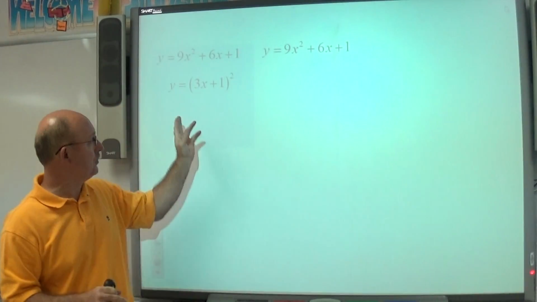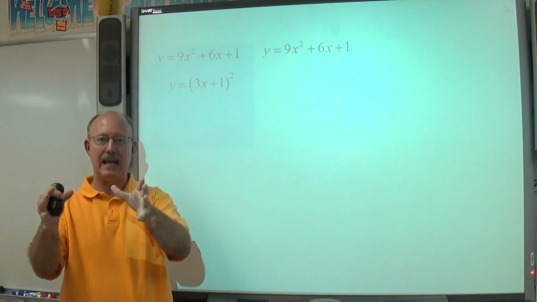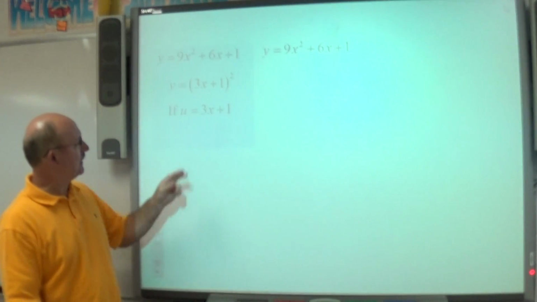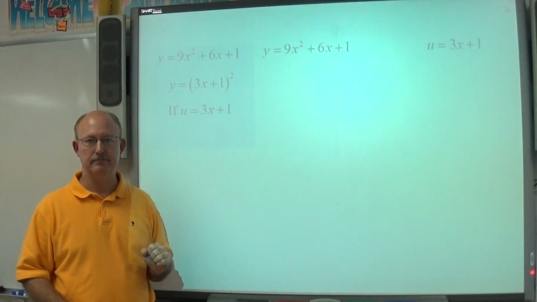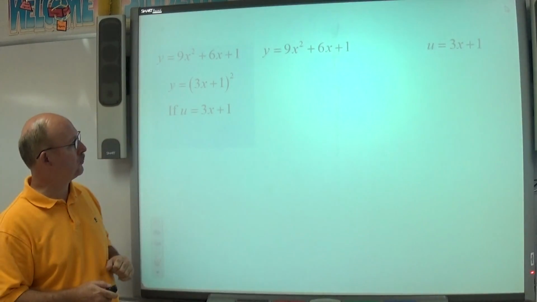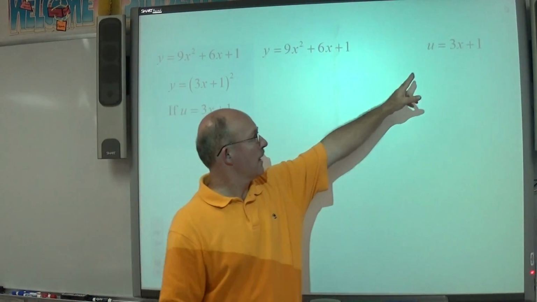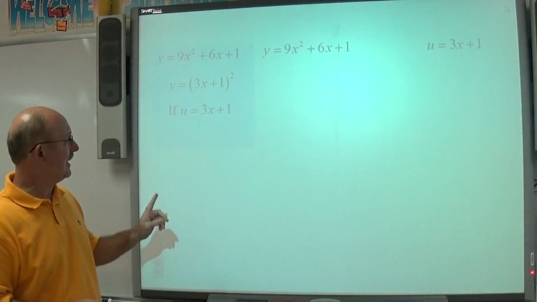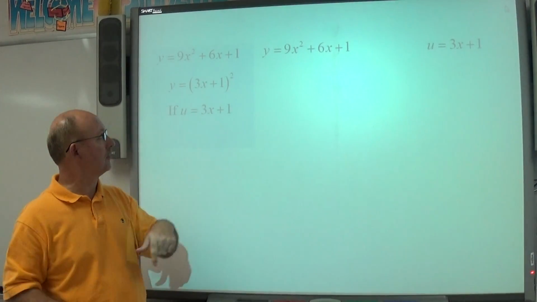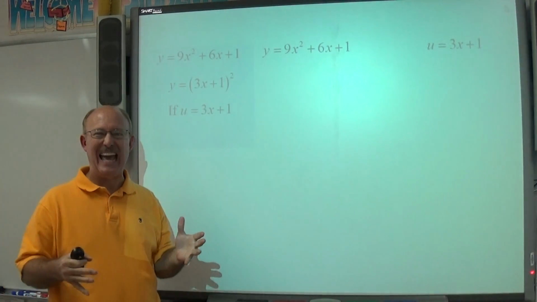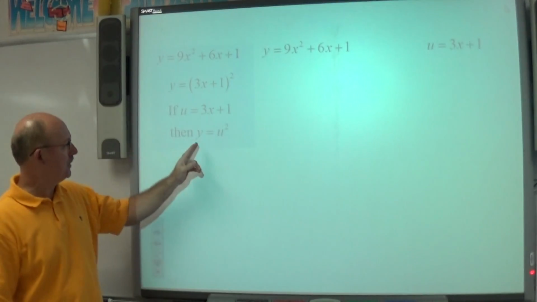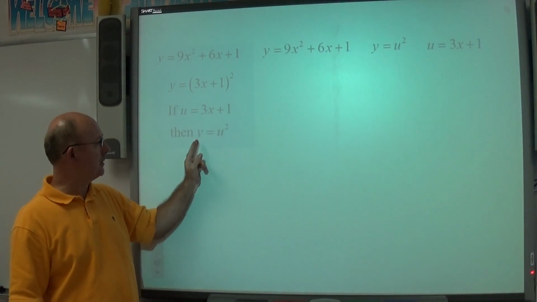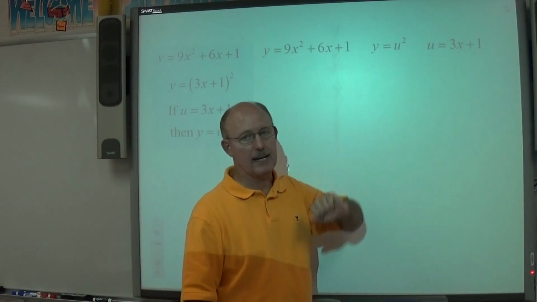So we're going to take this apart, and we're going to describe the inside part and the outside part as two separate functions. We're going to start off, let's let u equal 3x plus 1, and I'm going to write u equals 3x plus 1 over here. Now that's our inside function. Now let's describe the outside part of the function. The outside part of the function is the exponent. So we're going to let y equals u squared. So if u equals 3x plus 1, the outside part of the function becomes y equals u squared. And we're going to put this right here.